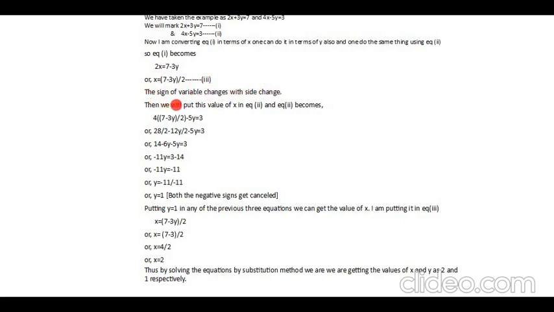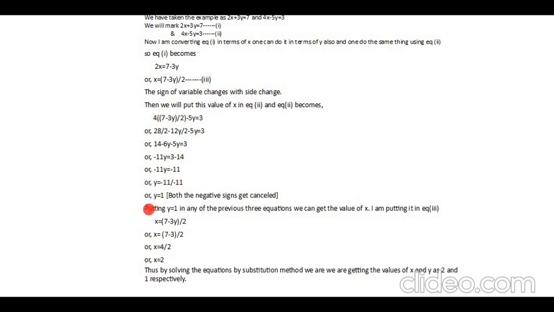Then, we will put this value of x in equation 2 and equation 2 becomes 4 into (7 minus 3y) by 2 minus 5y equals 3. Solving this equation, we will get our y as 1. At this point, we see that minus 11y equals minus 11. Both the negative signs will get cancelled among themselves and we will get our y as 1. You can see the whole solution on my screen.